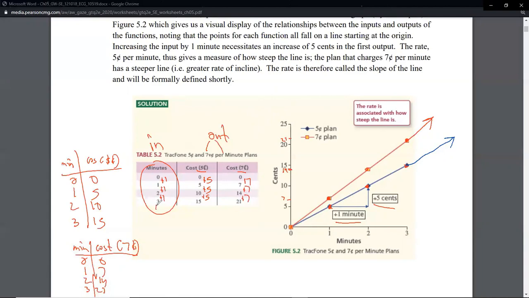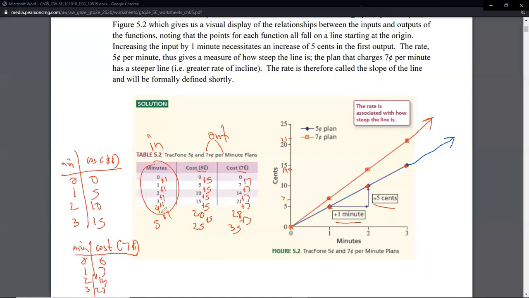You could just say, all right, well, if we go to 4 minutes, which is 1 more, we'd expect the 5-cent plan to go up 5 cents, which would be 20, and we'd expect the 7 cents per plan to go up 7 cents, which is 28. If we talked 5 minutes, which is another up 1, we'd expect this to go to 25, which is up 5, and we'd expect this to go up 7, which is 35.